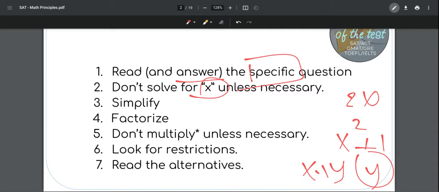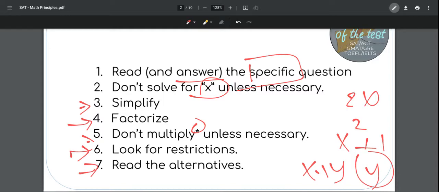The third principle is to simplify. We want to make everything simpler than what it is. We want to work with small numbers, simple numbers, easy numbers. The fourth principle is to factorize. Again, we want to work with a small expression, easy to manage expressions. The fifth principle is to not multiply or do any other operation unless necessary. The sixth is to look for restrictions, and the seventh is to read the alternatives.